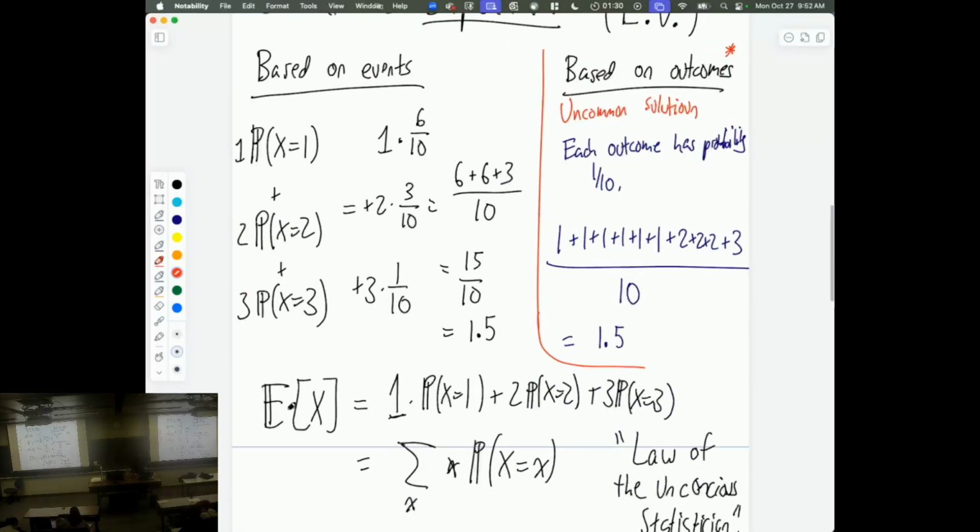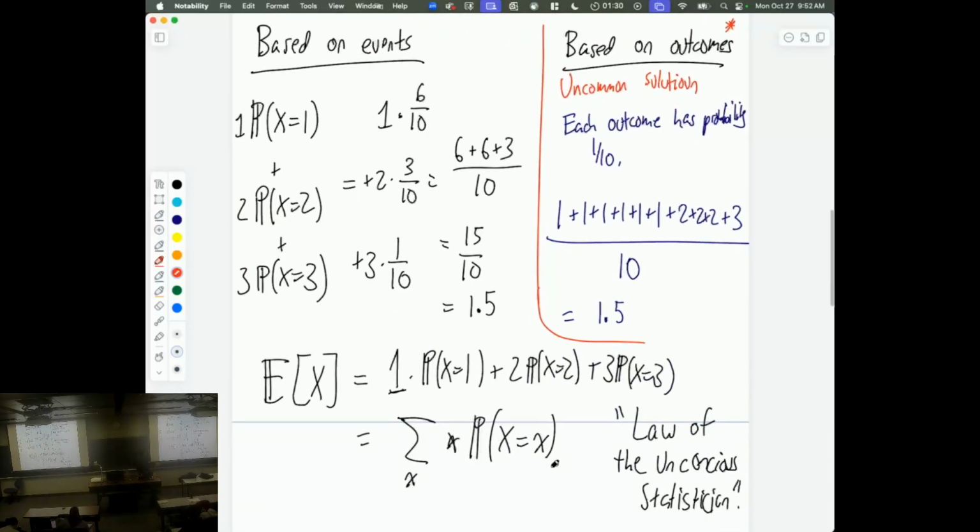So this law of the unconscious statistician is the main way we'll be calculating averages. And it's one you absolutely need to know for all sorts of problems coming up.